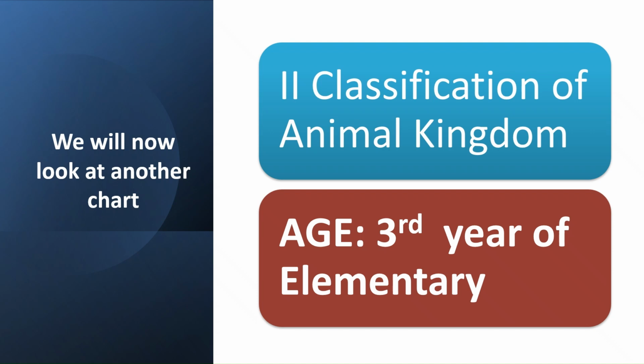We will now look at another chart called the second classification of animal kingdom. This is done during the third year of elementary, that is around 8 or 9 years.